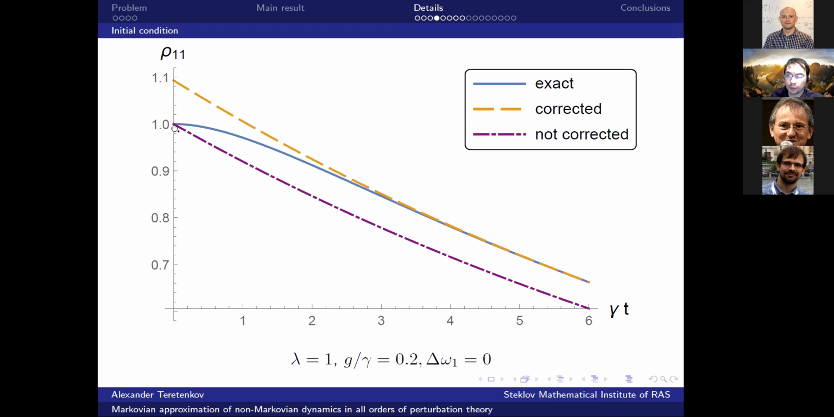use just a solution of such a perturbative GKSL equation without the renormalization of the initial condition, then you obtain the solution depicted here, the element of the density matrix in the excited state, actually, and it depends on the time in terms of gamma times t. So it is time in units of the correlation time. So it is easy to see that if you just consider the perturbative solution, but without this initial correction, then you obtain a solution which differs from the exact one.